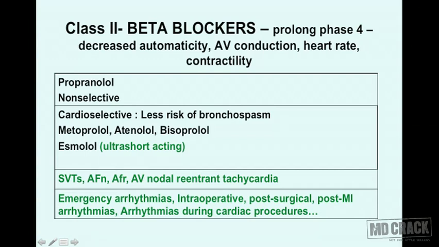Where do we use beta blockers? Please remember one thing. Beta blockers are potent myocardial suppressants. Don't think of ventricular arrhythmia. Beta blockers are mainly preferred for arrhythmia arising above the ventricle. So I'm calling it supraventricular tachycardias, atrial fibrillation and atrial flutter, and AV nodal reentrant tachycardias.